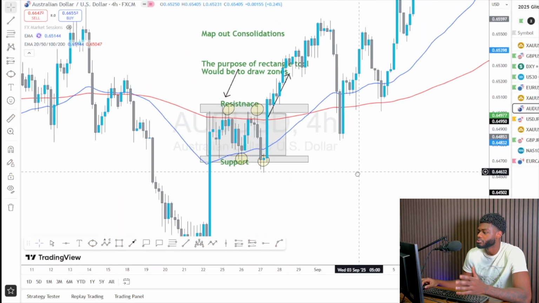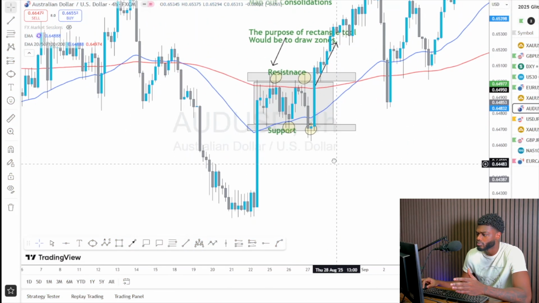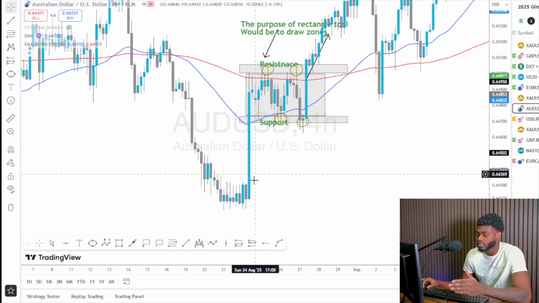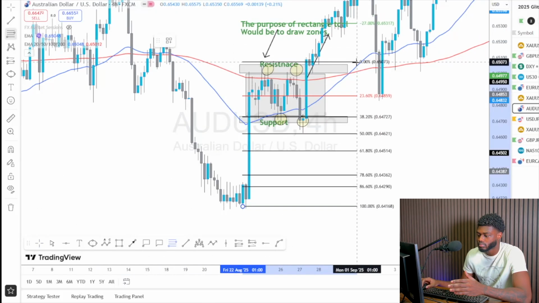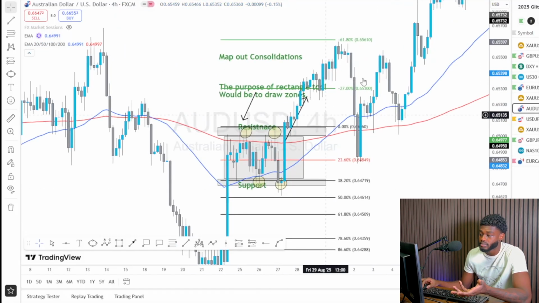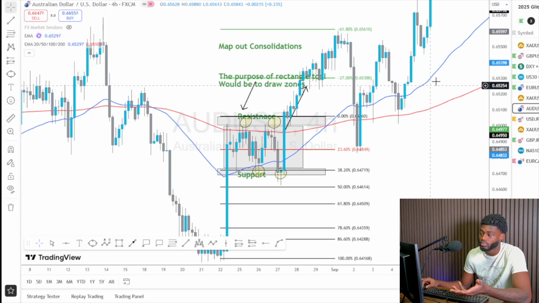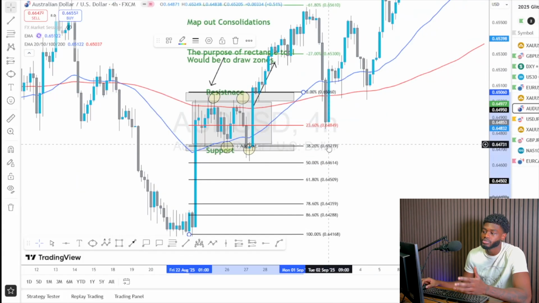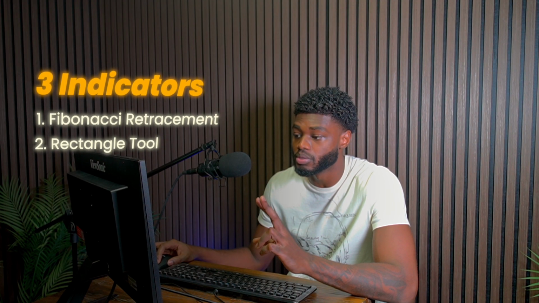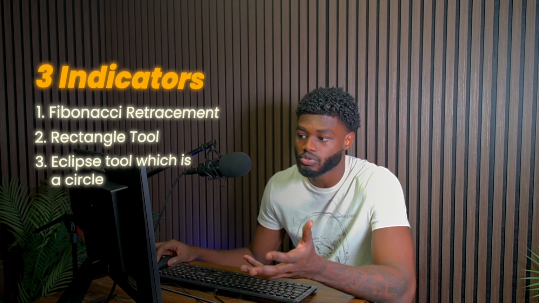And our Fibonacci retracement, right? Let's see our fibs. Where could we throw our fibs? We could even throw it right here, honestly. Boom. And as you can see, like we talked about earlier, price is rejecting our 382, and you can see price continues that trend as well. So we have our Fibonacci right here, which is number 1. We have our rectangle tool, which is number 2 that we utilize. And we also have our ellipse, which is a circle, which is number 3.